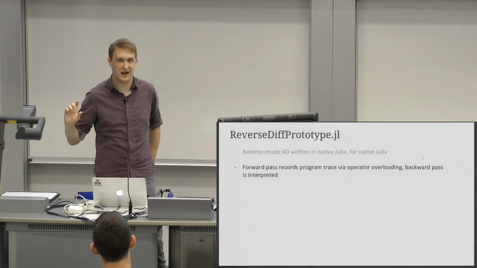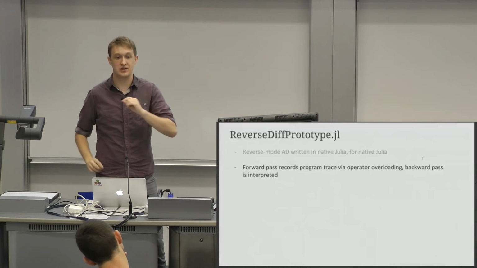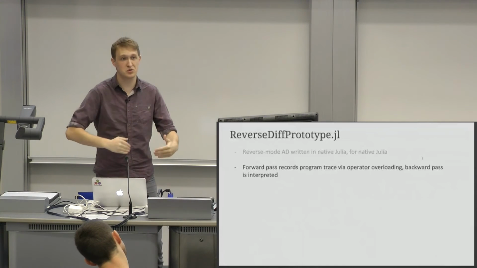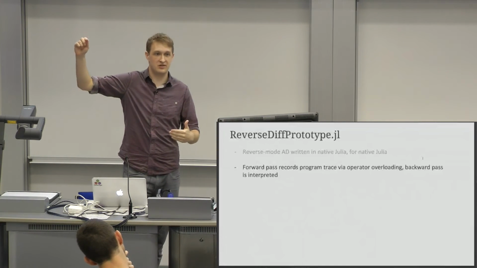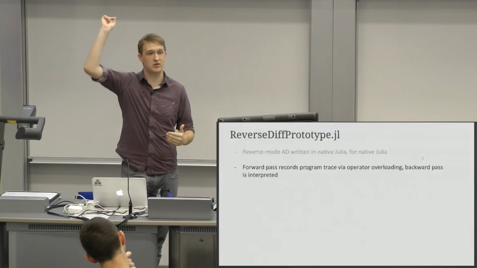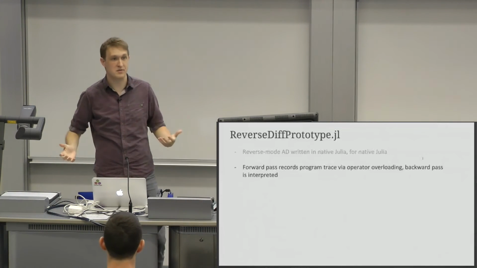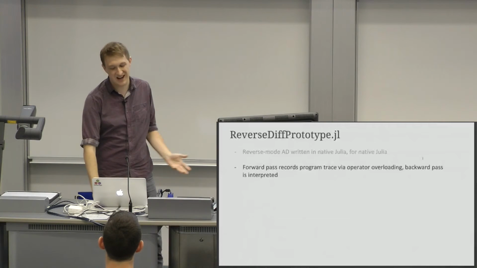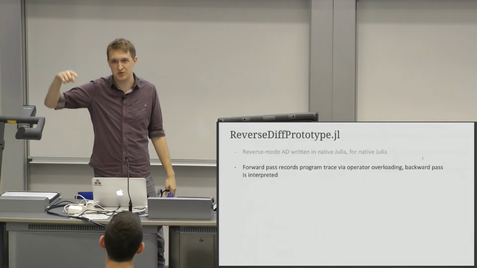And then the backwards pass is essentially an interpreter written in Julia for this tape of instructions, which can go forward and backwards through the tape. And it's an interpreter written in Julia, which is actually not that complicated when all you're doing is just going through and multiplying things.